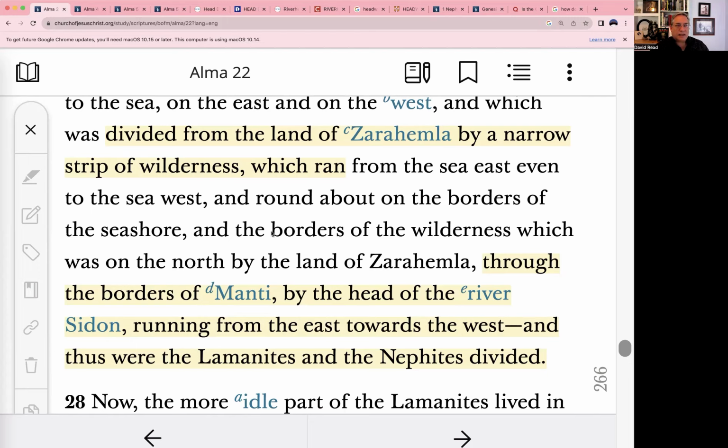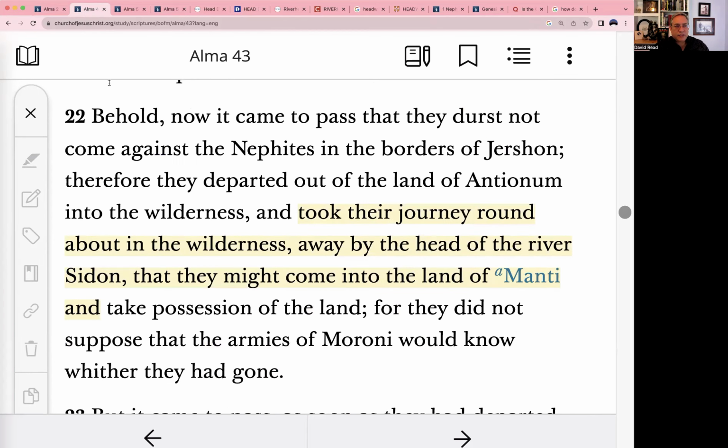All right, the second time we hit the description of the head of the River Sidon is in Alma chapter 43, verse 22. And it's talking about the people, they departed, they took their journey, it says, roundabout in the wilderness, away by the head of the River Sidon, that they might come into the land of Manti and take possession of the land. And so this is talking about the Lamanite army movements. What we learn about the head of the River Sidon here is, again, it's in the wilderness area and apparently near the land of Manti. So that fits the first reference to it.